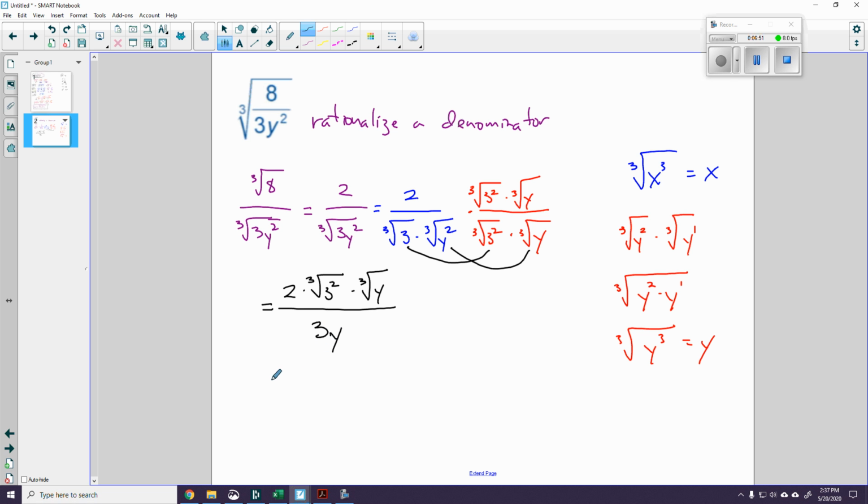In order to make this look a little bit more elegant, which you should really do, this would be 2 cube root of 9y divided by 3y. So just make this 3 squared into 9 and get rid of the multiple cube root signs, have one cube root sign, and this is the answer, and you have rationalized your denominator.